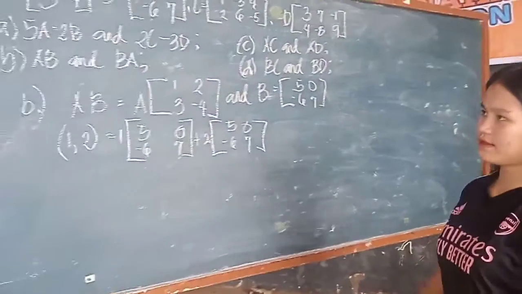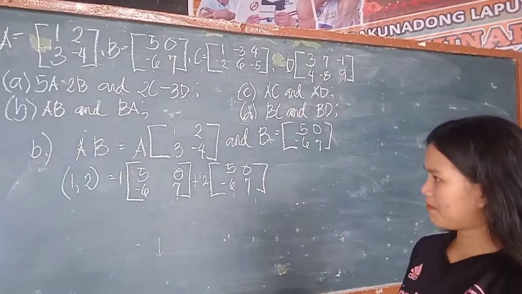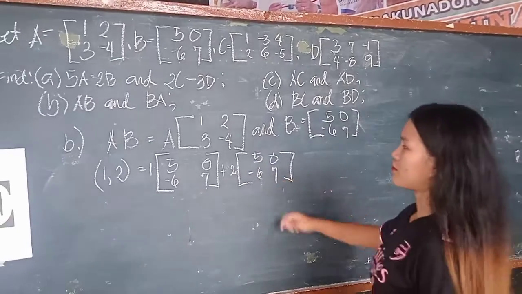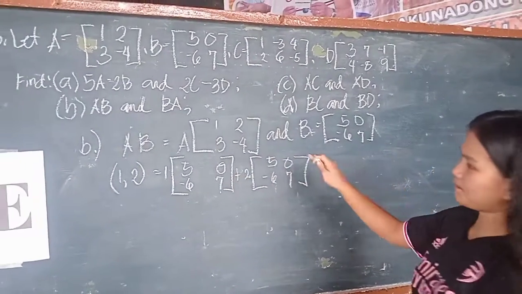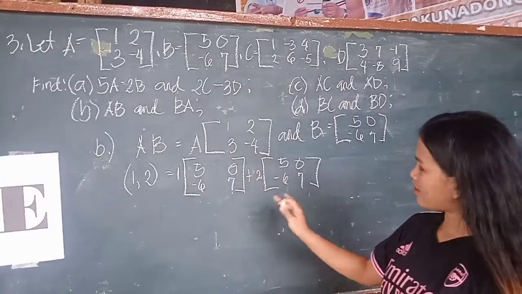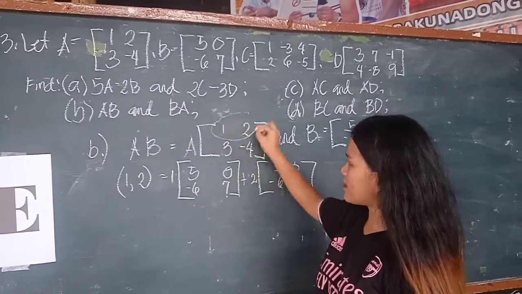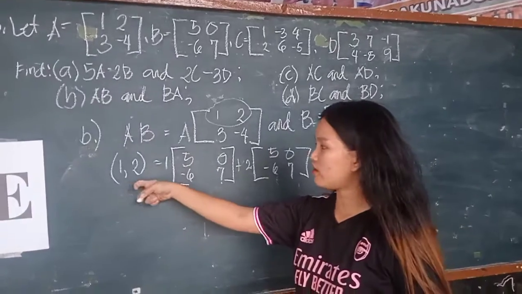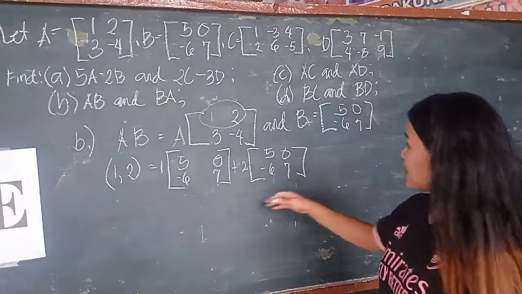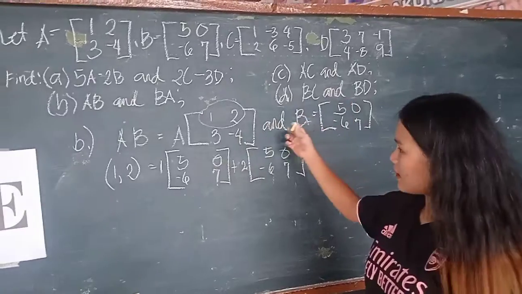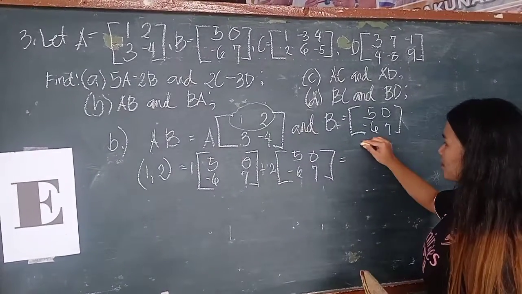So let's proceed to letter B, AB and D. So first, we have A and B. I just put the value of A. To get AB, the first values are 1 and 2. So we just multiply by B: 1 times the value of B, and 2 times the value of B as well.